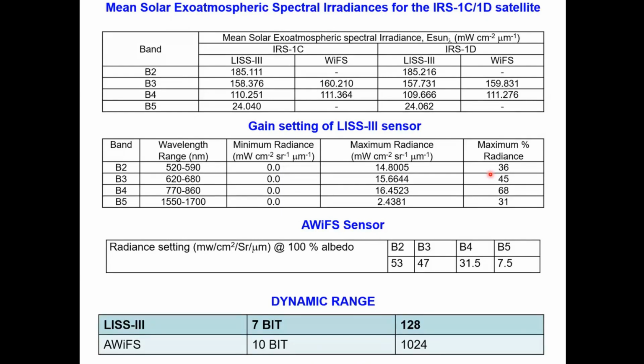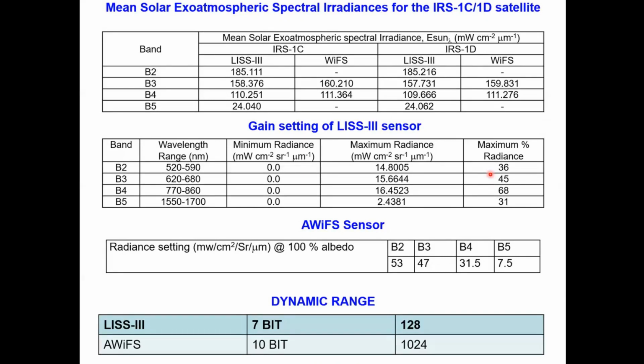What it means is that if the satellite receives in band 2 any radiance or any energy which is more than 14, it will get saturated, and it will show only 14. So above 14, values like 15, 16, 17, 18, 19, 20 will all show as 14. The same thing you can see in the other bands.